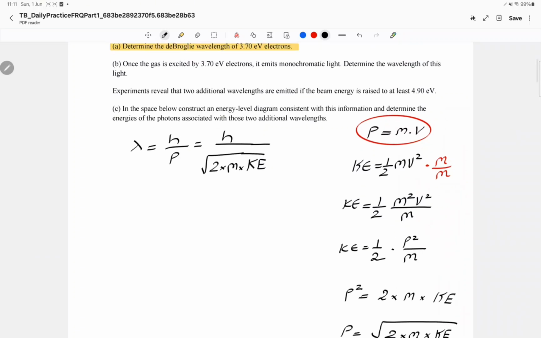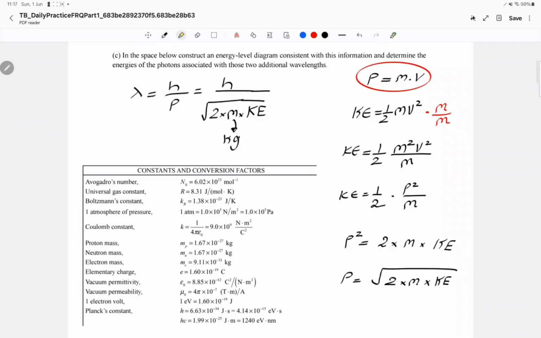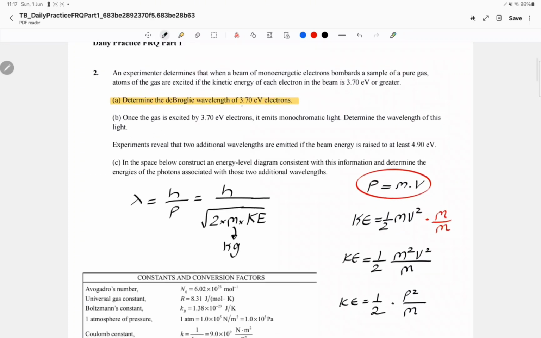Okay. Now, since mass is in kilograms, if you look at the equation sheet, then because the mass is in kilograms, right, which is this one here, then for the h, we have to be using the one in joules second. Okay. And the KE has to be changed from eV, which it currently is, to joules. So to change the eV to joules, you must multiply it by 1.6 times 10 to the power of negative 19.